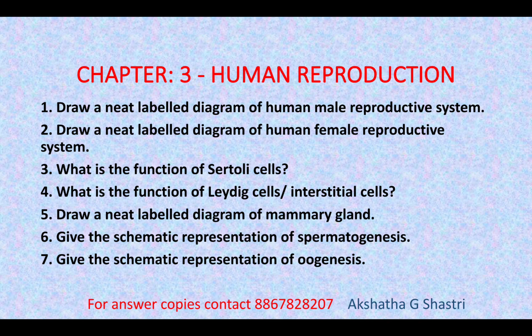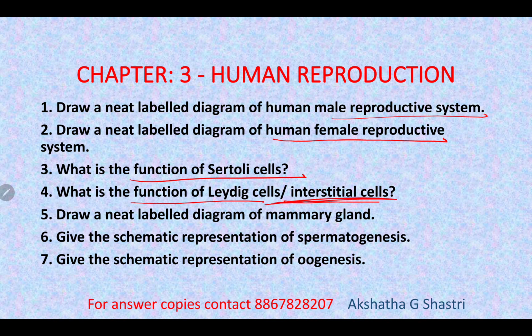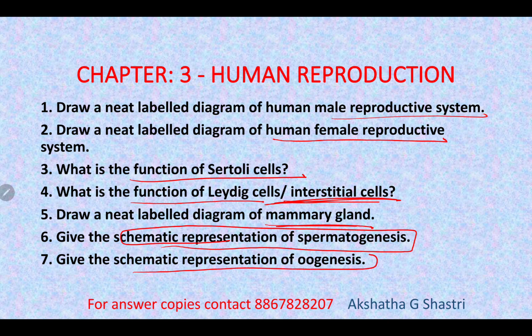Let's go for the third chapter, human reproduction. Draw a neat labeled diagram of human male reproductive system and human female reproductive system. And the function of Sertoli cells. What is the function of Leydig cells or interstitial cells, also they may ask. Draw a neat labeled diagram of mammary gland, schematic representation of spermatogenesis, and schematic representation of oogenesis.